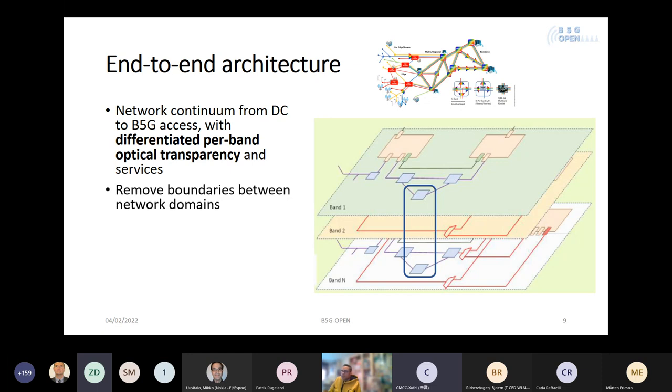Also, one of the key concepts, as mentioned earlier, is removing the boundaries between network domains. So, for example, the backbone and the metro.